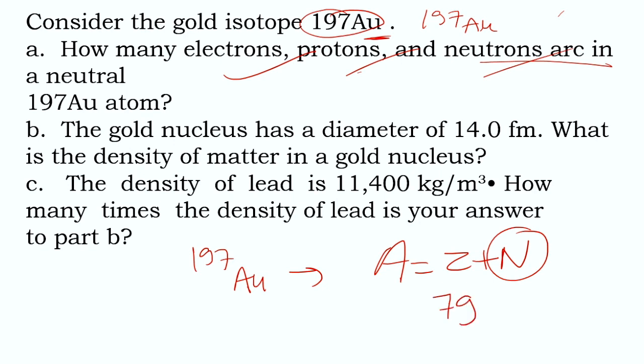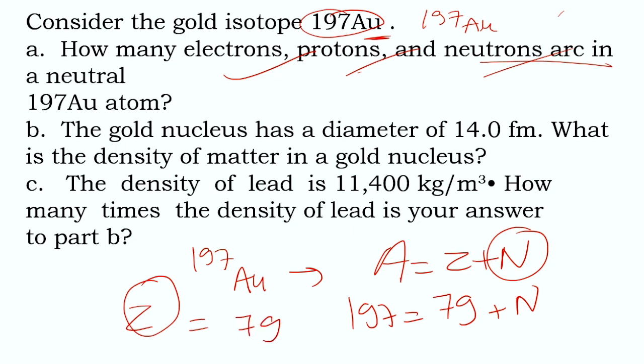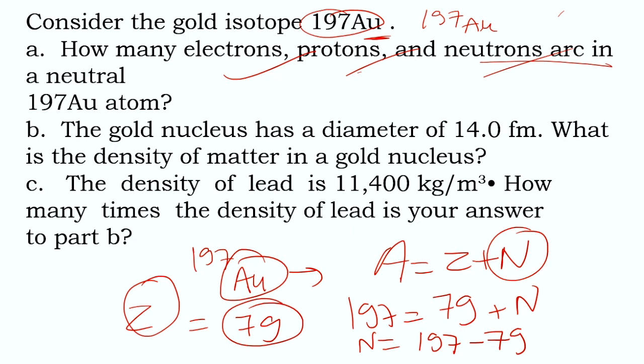Z is the number of protons present in this gold nucleus, so this is 79. The number of neutrons will be equal to 197 minus 79, which is 118. And in a neutral atom, the number of electrons is equal to the number of protons, so this is also 79.